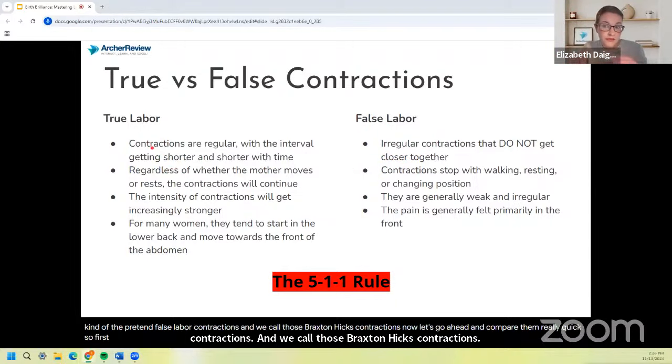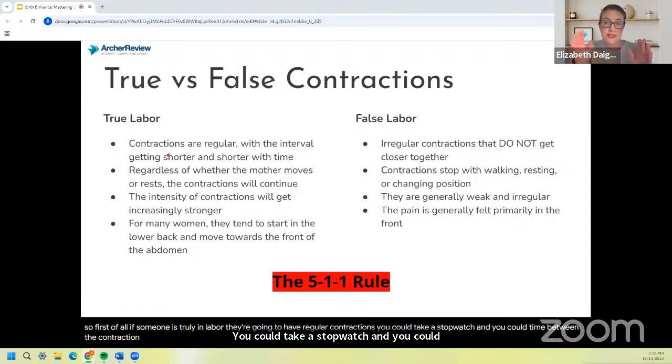First of all, if someone is truly in labor, they're going to have regular contractions. You could take a stopwatch and time between the contractions, and it's going to be very regular. But those contractions are going to get closer and closer and closer together. That is one of the big clues that you know it's real labor.